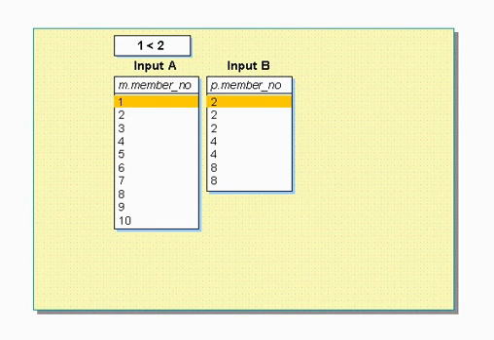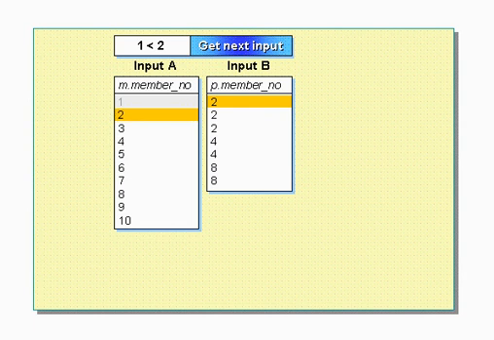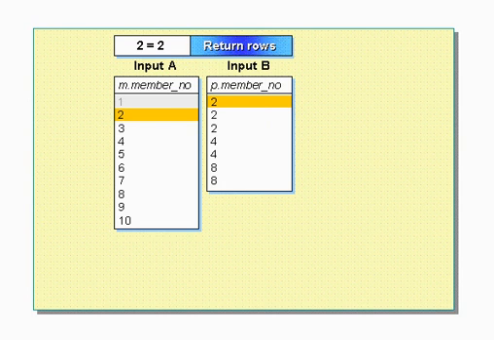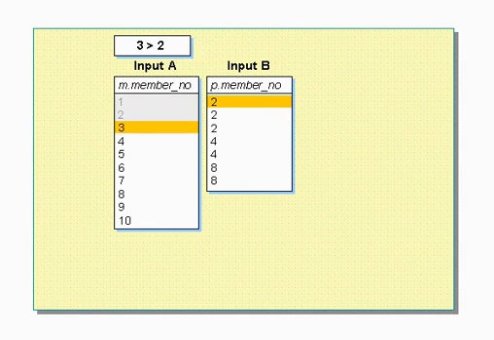Because 1 is the lower value, 1 is discarded, and the next value in input A is used for the next comparison. The query optimizer evaluates that 2 is equal to 2. When the input values are equal, matching rows are returned. The next input value, 3, in input A, is compared to the input value 2 in input B.